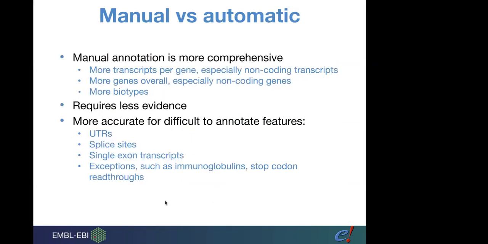The advantage of manual annotation is that it is more comprehensive, especially for some difficult and tricky to annotate non-coding features. It results in more genes in general, and also more transcripts per gene and more biotypes, especially for those difficult non-coding biotypes like pseudogenes or nonsense-mediated decay. It requires less evidence, so sometimes it could be a bit more sensitive. If there is only small evidence available, the automatic pipeline might skip that evidence without making any annotation. But the annotator can explore further. They can utilize other data types and can make an informed decision on a case-by-case basis.